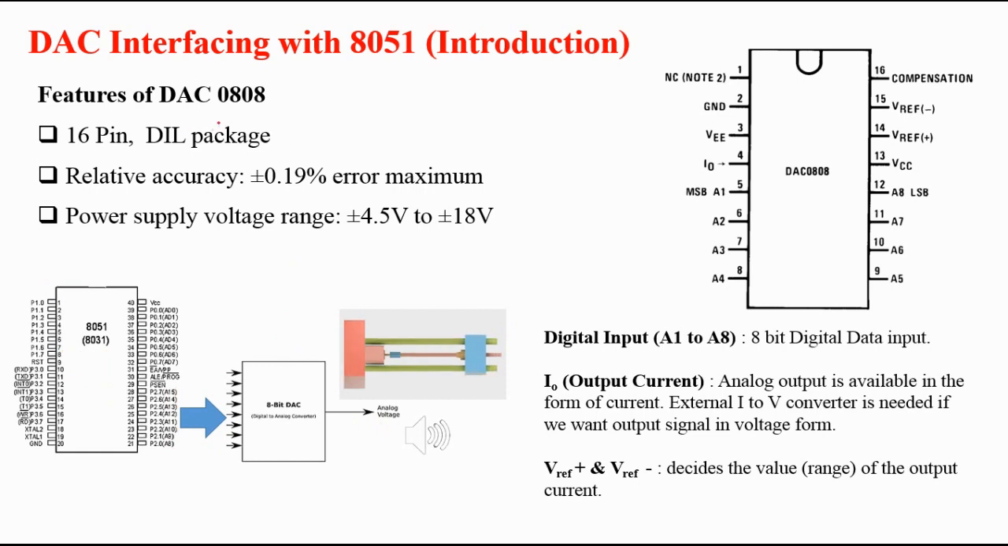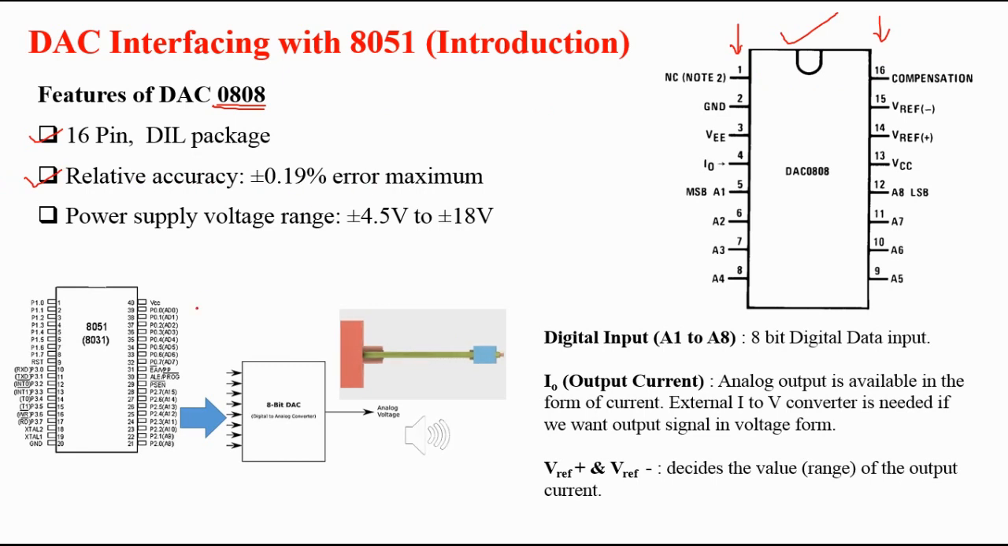We are going to use DAC 0808 again, because an ADC is available with the same number. Now a DAC of the same number is also available. This is a 16 pin DIL package. 16 pin means there are 8 lines available on the left and right at both ends, so a dual line package of 16 pins. And it has a relative accuracy of plus minus 19%.